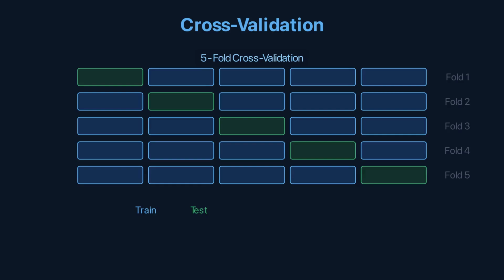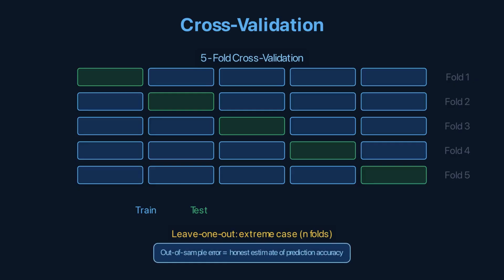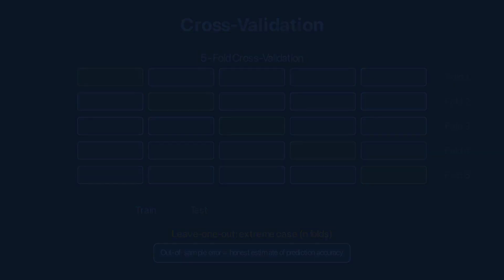K-fold cross-validation splits the data into K pieces. Each piece takes a turn as the test set, while the other K-1 pieces are training data. Average the K test errors. Leave-one-out cross-validation is the extreme case, with N folds, each with one test observation.